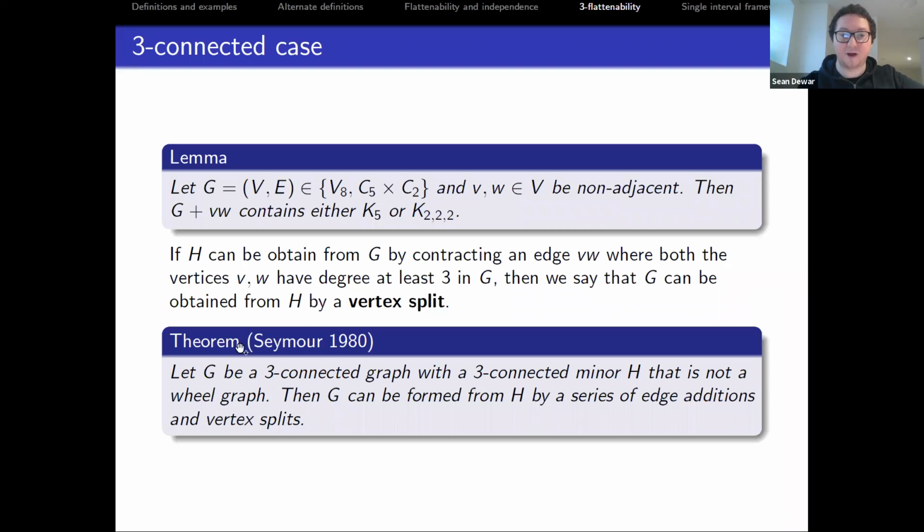What to consider about this is basically that the graphs we're dealing with, K5, K222, V8, and C5 cross C2, all of them are 3 connected. None of them have any 2 separating sets. So they're all 3 connected. So we can always do these sort of edge additions and vertex splits to get from the minor to something else. This is what we're doing here.